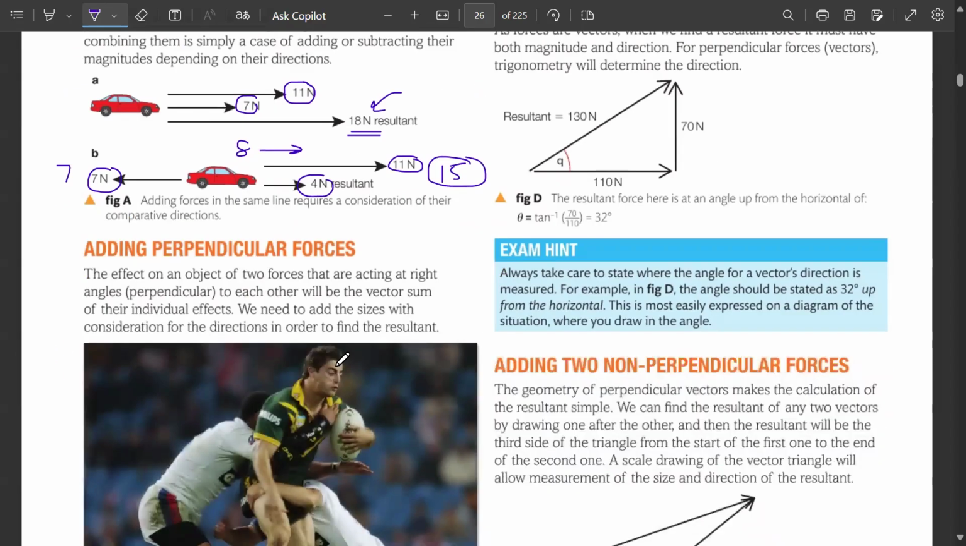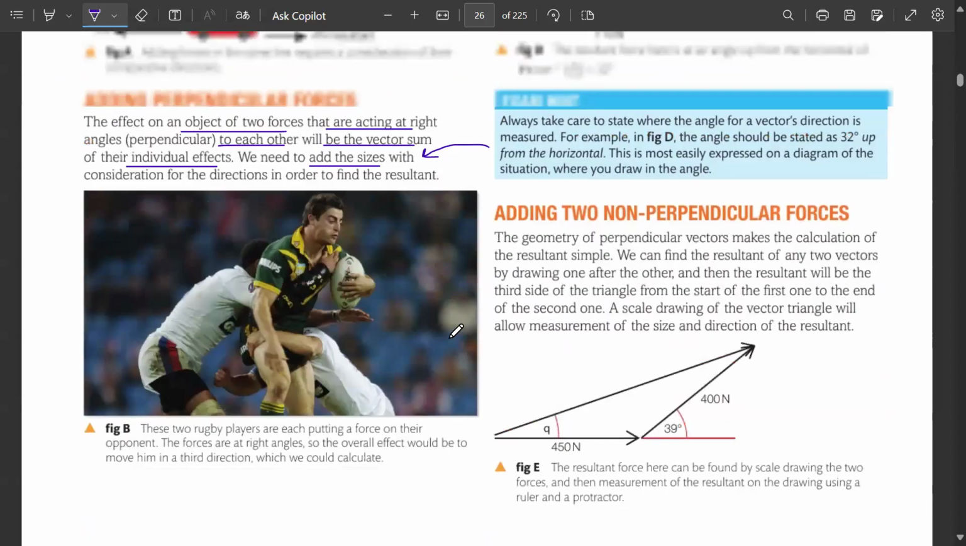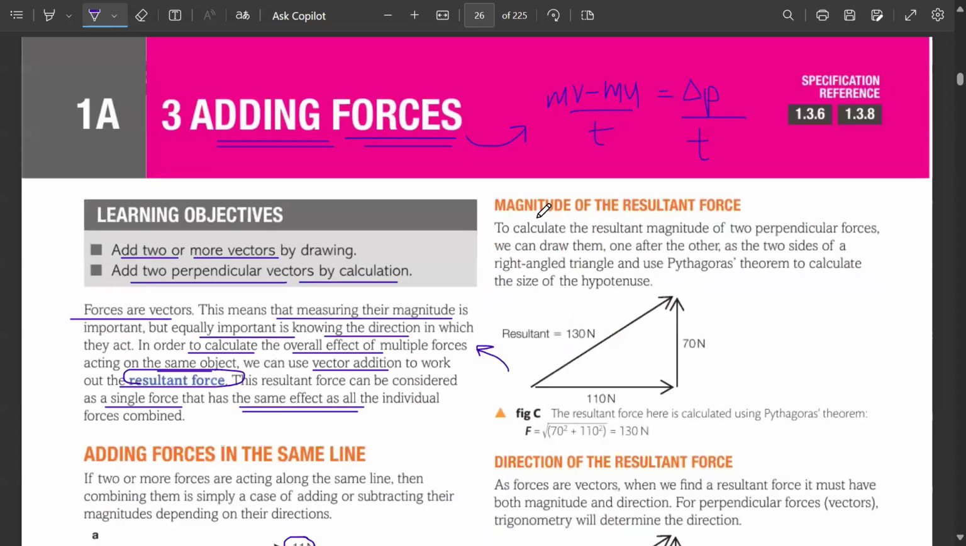The effect on an object of two forces that are acting at right angles, perpendicular to each other, will be the vector sum of their individual effects. We need to add the sizes with consideration for their direction in order to find the resultant. So if we look at the magnitude of the resultant force, to calculate the resultant magnitude of two perpendicular forces, we can draw them one after the other as the two sides of a right angle triangle. Use Pythagoras theorem to calculate.